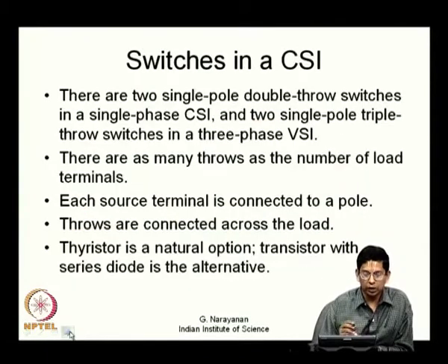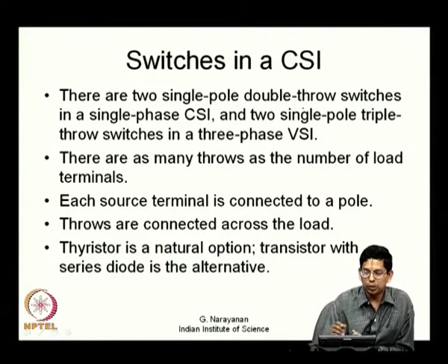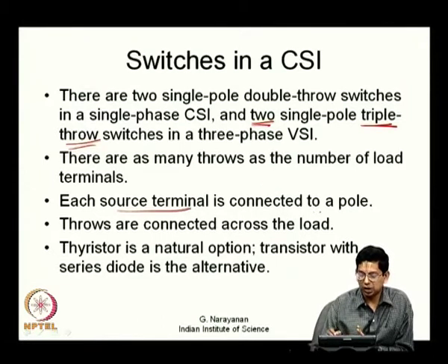On the other hand, if you look at a current source inverter, you still need only 2 switches. A single phase inverter requires 2 single pole double throw switches. If you go for a 3 phase inverter, you still have only 2, but you need triple throw switches, because each source terminal is connected to a pole, and the throws are connected across the load. The load has 3 terminals and you have 3 throws here.